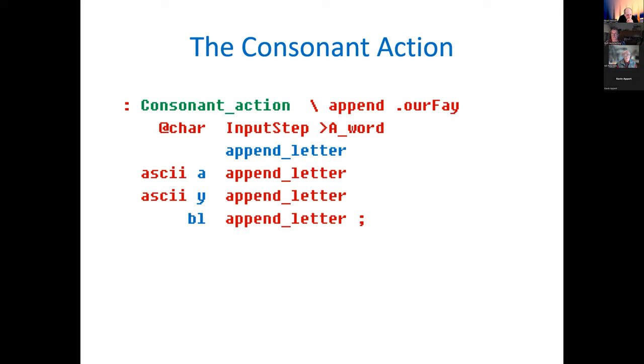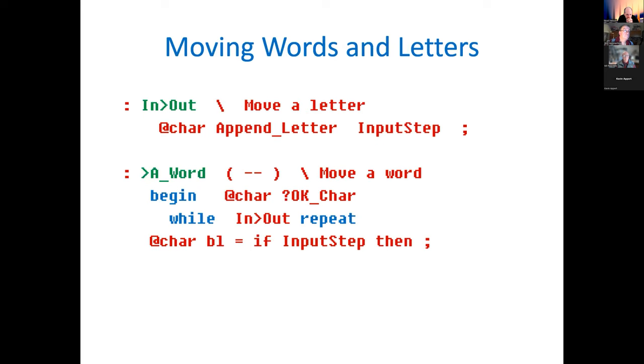Consonant action is slightly more involved. We extract that first character and store it for a moment. We step over that letter. Then we append the next text until a blank. Then we append the letter that we saved. So the saved character is then added at the end with append letter. And then we append an A-Y and a blank at the end. Very logical, very straightforward.